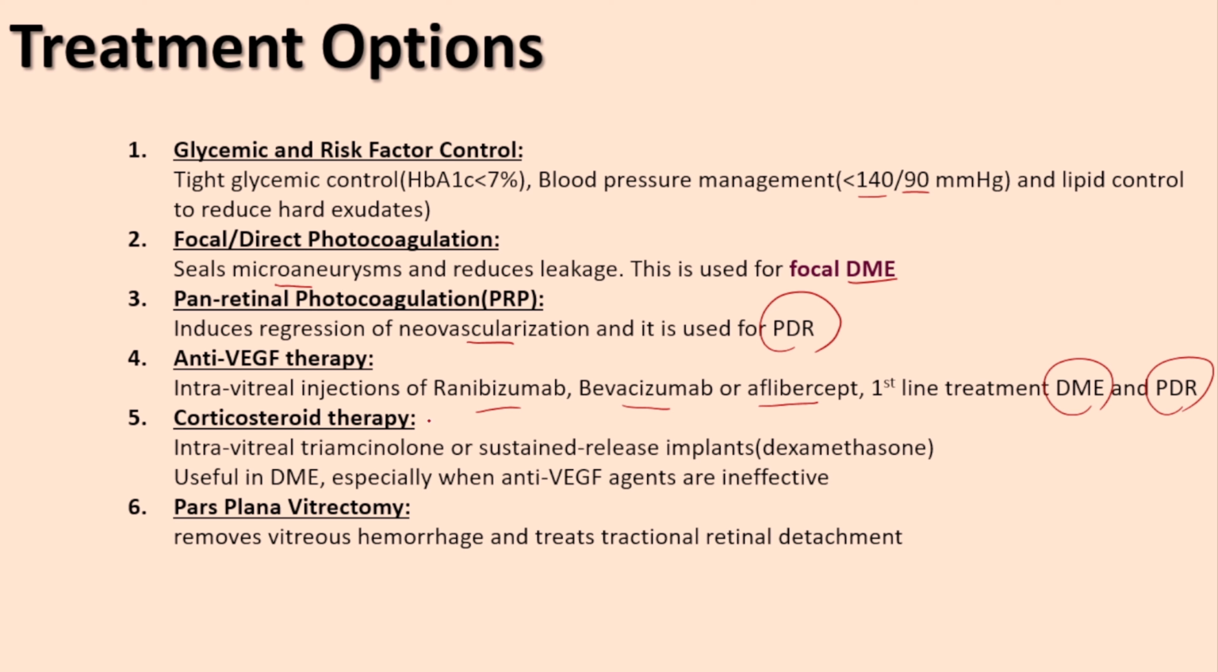Another option is corticosteroids. Again, we are injecting corticosteroid intravitreally, and this is usually done in diabetic macular edema when anti-VEGF therapy is not effective. The corticosteroid that we are using is usually dexamethasone. Pars plana vitrectomy is another option. This is a very invasive operation, and it removes the vitreous hemorrhage and treats the tractional retinal detachment.